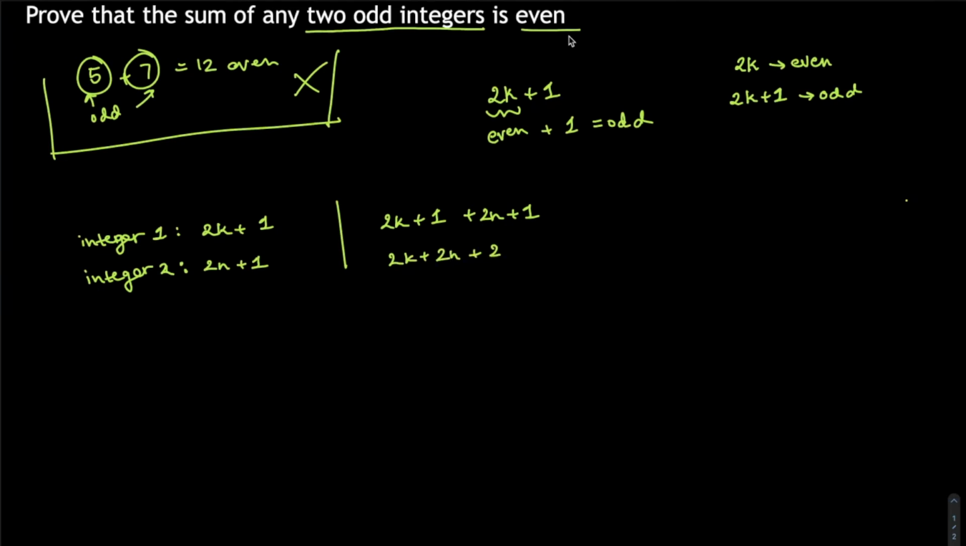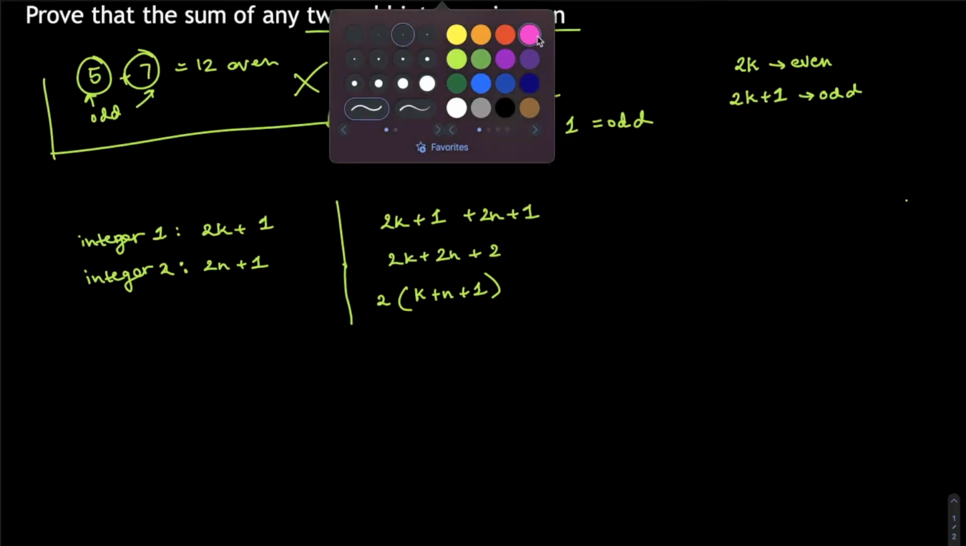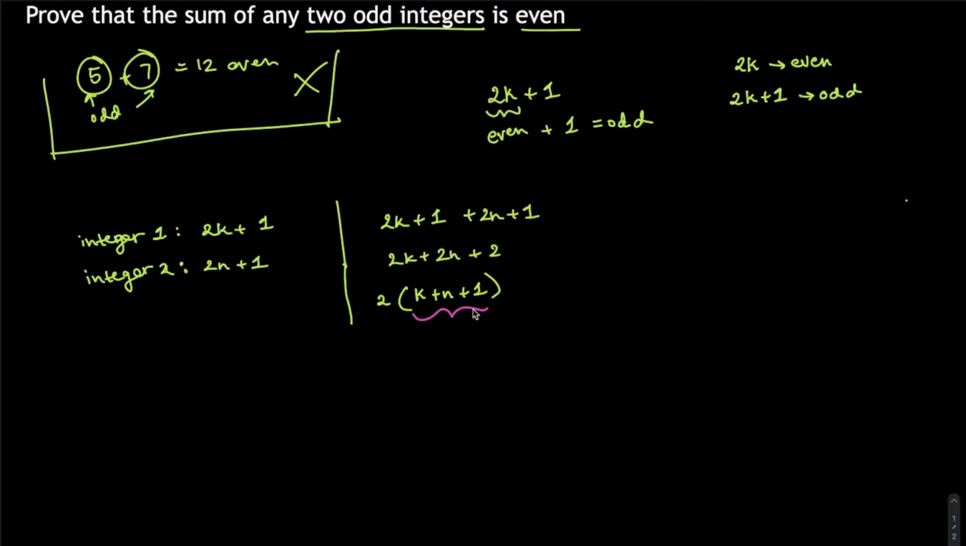Now, if we have to show that something's even, I just said that, we need some 2 times k form. So why don't we factorize a 2 from here? If we factorize a 2, what do we get? We get k plus n plus 1. Now, it doesn't matter what this inside portion is. Let me put this in pink right here. This part doesn't matter. Instead of using a curly brace, I'll use a straight line.